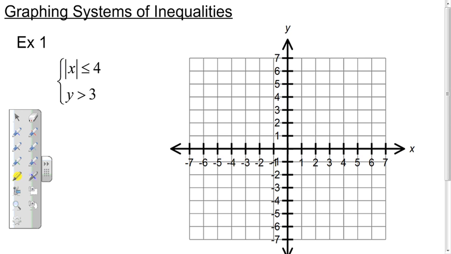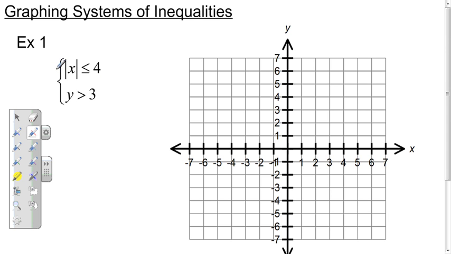Okay, we're going to take a look at graphing systems of inequalities, and I'm going to try and do two examples. In both the examples, we're going to take a look at inequalities that have absolute value. We see here in example one that we've got this system. It's made of two inequalities, and it says the absolute value of x is less than or equal to 4, and y is greater than 3.